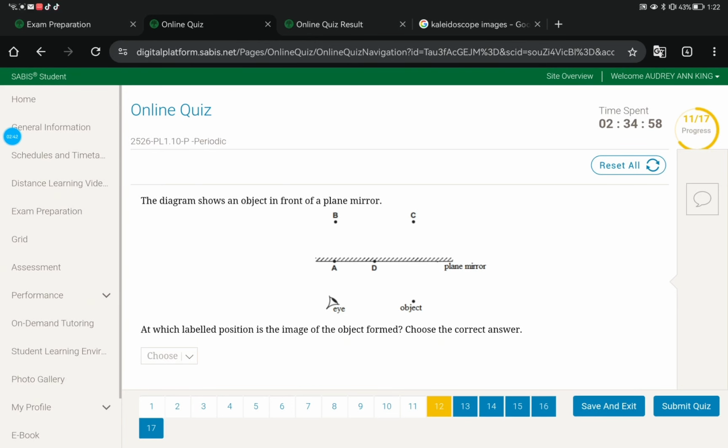At which labeled position is the image of the object formed? So we can see that the eye is looking directly, and of course the image is always formed behind the plane mirror, meaning it can either be B or C. Now following the path of the eye, it's obviously going to be C. When you look at an object, you're not going to see an object that's to the right of you in a mirror. That doesn't make any sense.